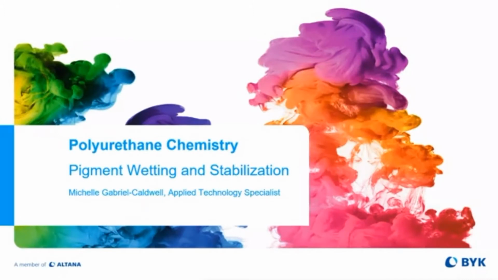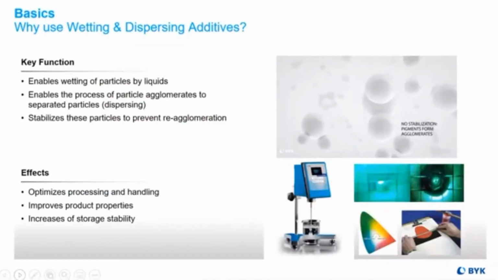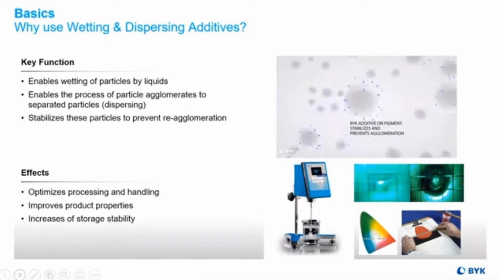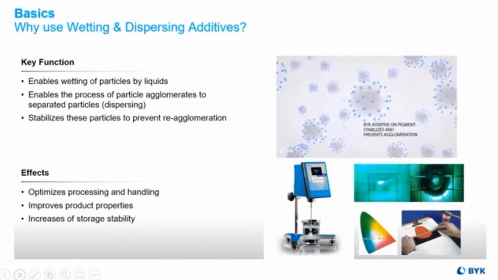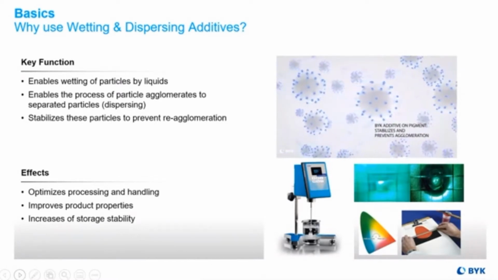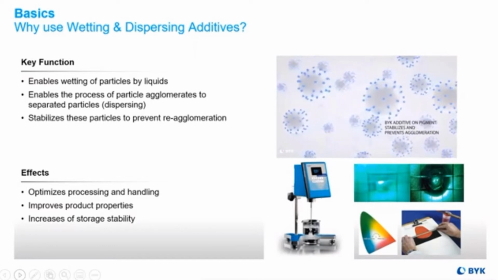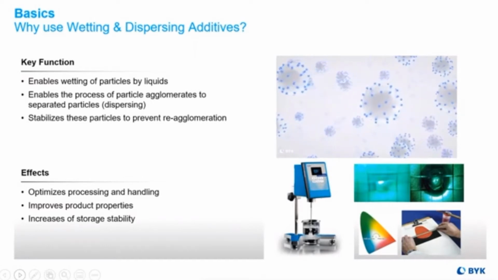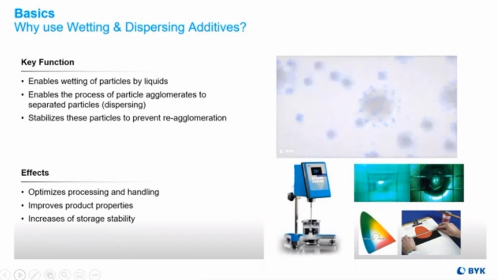Let's review the fundamentals of wetting and dispersing additives. The key functions are to wet the pigment particles, to aid in dispersion or the processing, and to improve or enhance stabilization. The effects of this will be to optimize the processing and handling of the coatings, as well as improving any properties. And last but not least, but probably most important, would be long-term storage stability.